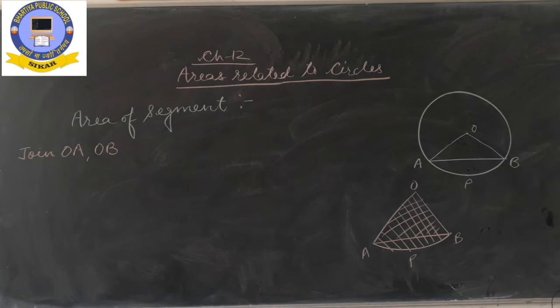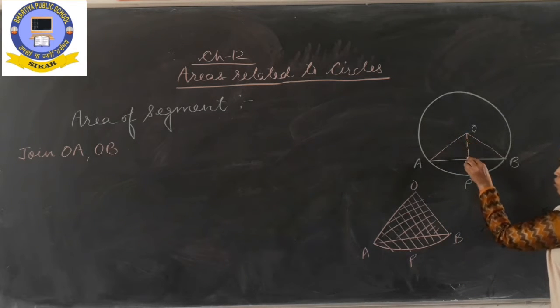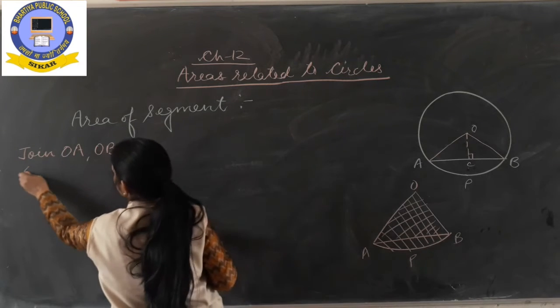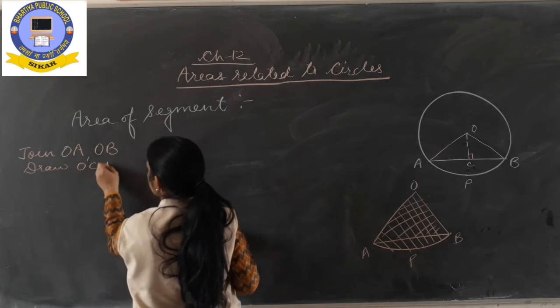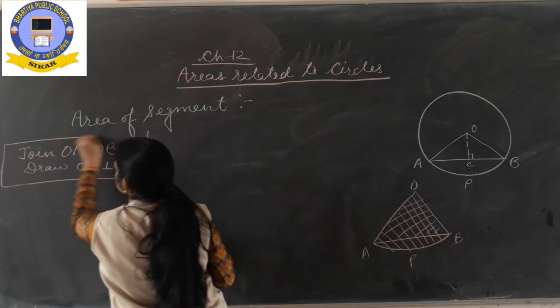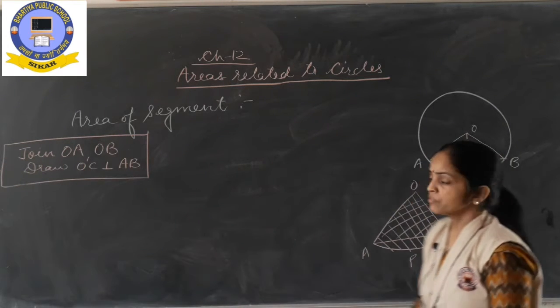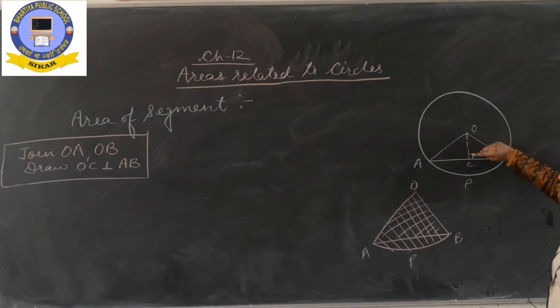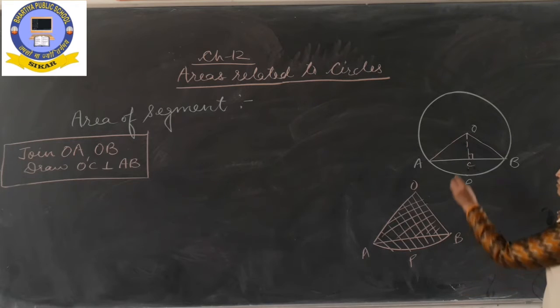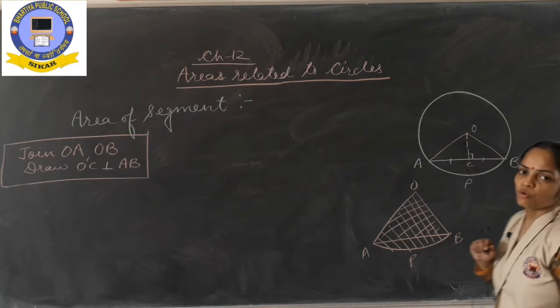Right? Now see, I am doing one more construction. Draw OC perpendicular on chord AB. Now please recall the concept which we studied in 9th class, that if a perpendicular is drawn through the center on a chord, then it will bisect the chord. If you draw any perpendicular from the center on a chord, then the chord will be bisected. The chord is bisected, that means we can say that AC and BC both are equal.